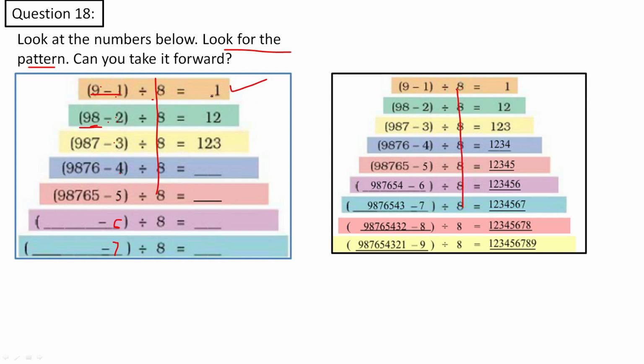Now how is the answer coming? First case 1, second 1 2, third 1 2 3, fourth 1 2 3 4. Fifth one, what will come? 1 2 3 4 5. Next what will come? 1 2 3 4 5 6. Like that you can extend the pattern.